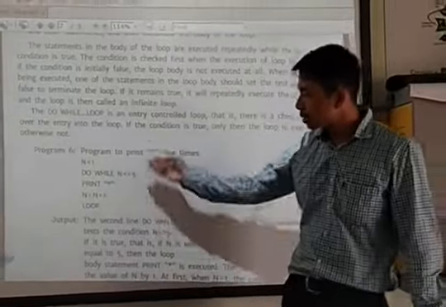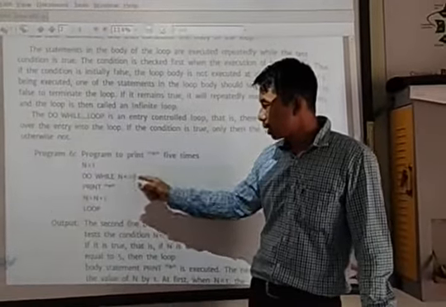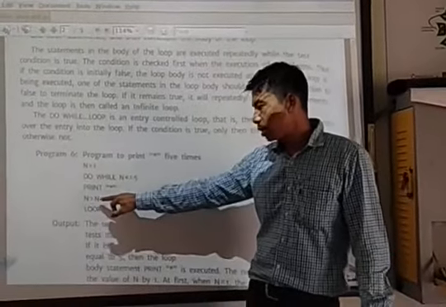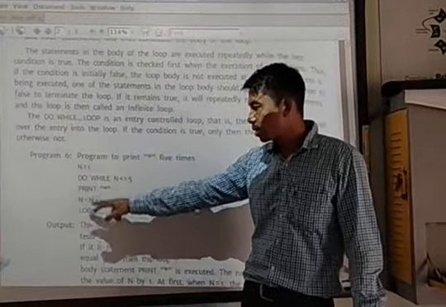So this is an example of this. Here is the do while, this one is the condition, then print, then n is equal to n plus 1. These are the statements, and this is the end of this do while loop.